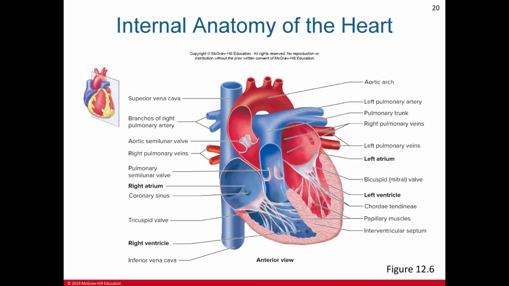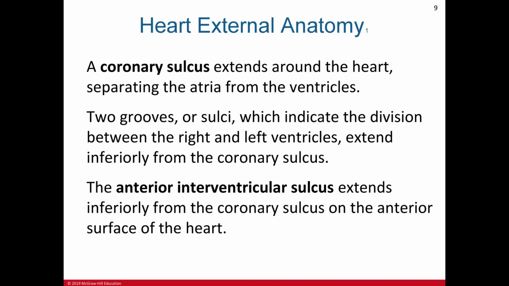The heart is divided into four chambers, two atria and two ventricles. Outside these four chambers, we have the heart's external anatomy. It is divided into three parts, which are the coronary sulcus, the anterior interventricular sulcus, and the posterior interventricular sulcus. The coronary sulcus extends around the heart, separating the atria, or the upper portion of the heart, and the ventricles, which are the lower portion of the heart.